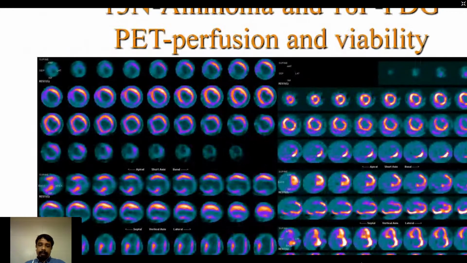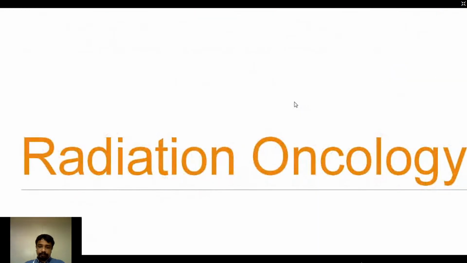And this is also a typical example of a perfusion scan. We are using 13N ammonia as well as 18F FDG. We did a feasibility study on PET imaging using ammonia as well as FDG. But we can also use fluorine-18 for these cardiac studies.